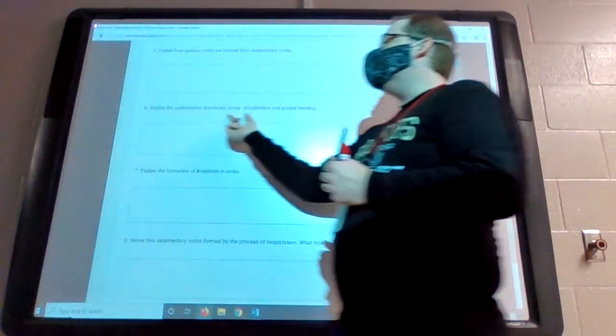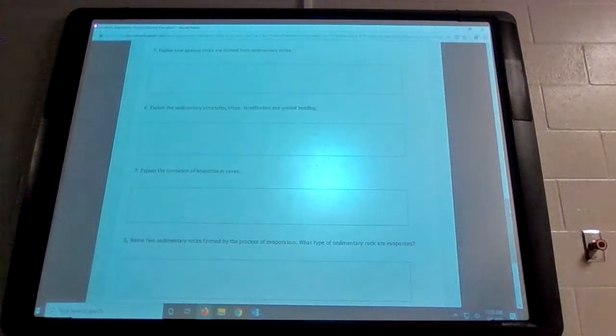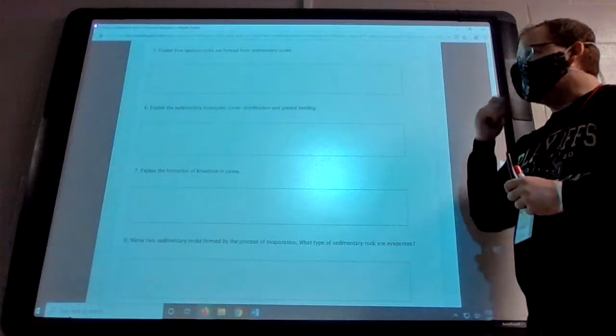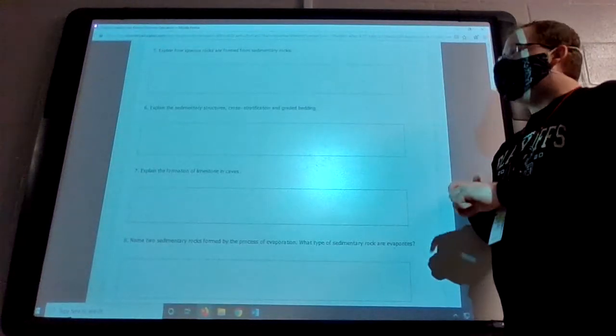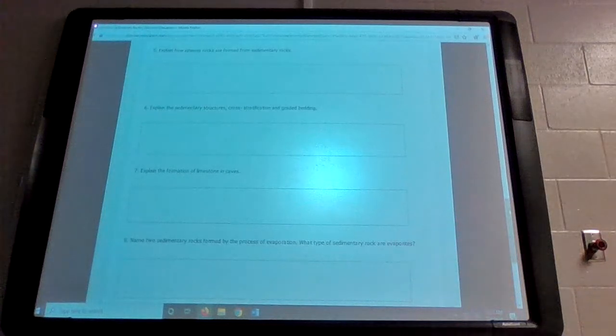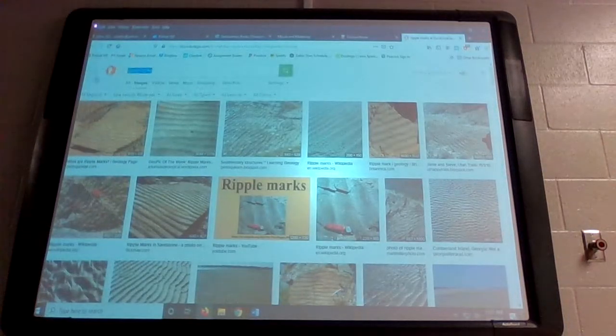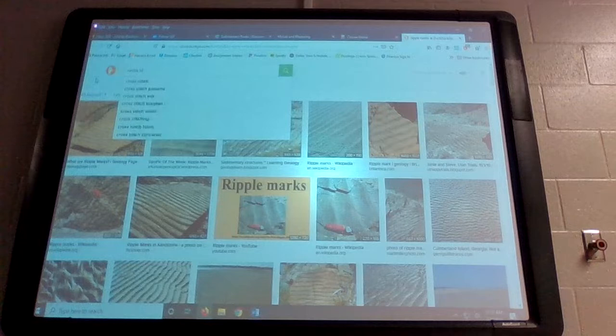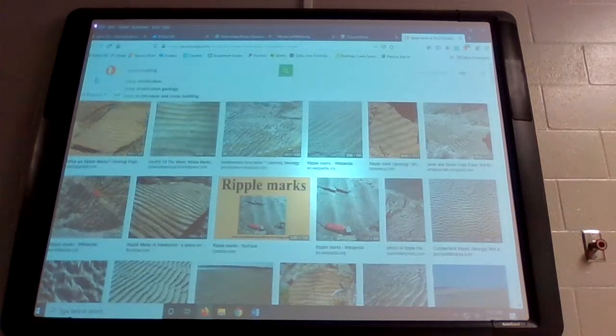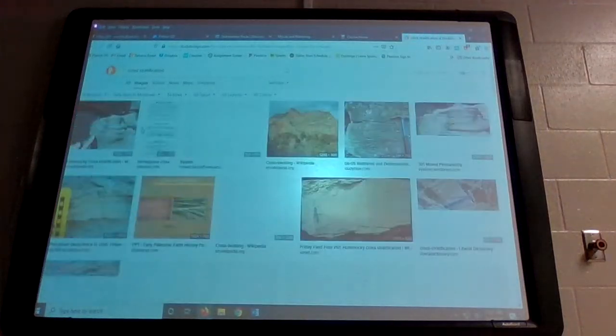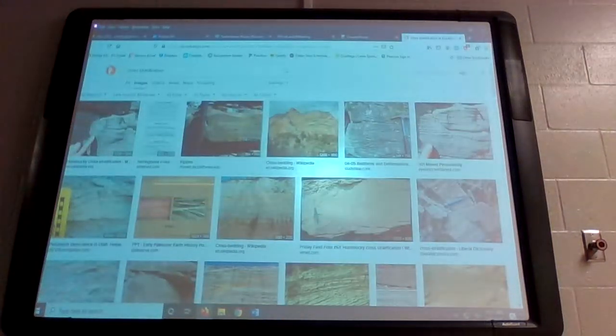Number 6, explain the sedimentary structures, cross stratification, and graded bedding. We've got 2 terms here, and I want to show you what both of them look like so you can explain them. The first one is called cross stratification. This is going to be features shown by wind blowing. I'll let you just Google it here. Does the wind always blow in the same direction? No. So cross stratification is basically the evidence of that.